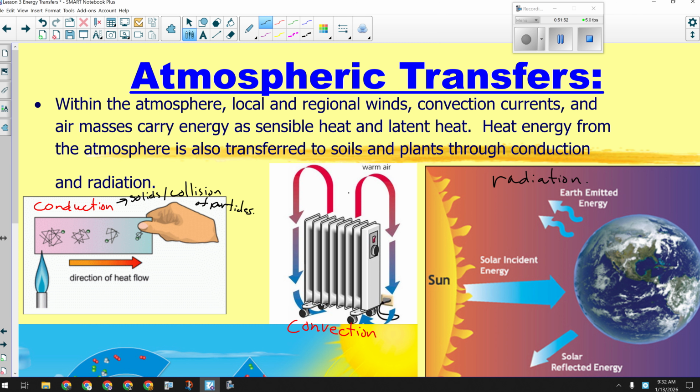There will be an application question about these three methods of heat transfer. In fact, there'll be a few. So you need to know that conduction is particle collisions transferring heat in solids. Convection is currents, hot air rising, cool air descending. That comes up all through the unit. And then radiation is waves of thermal energy coming off of something.